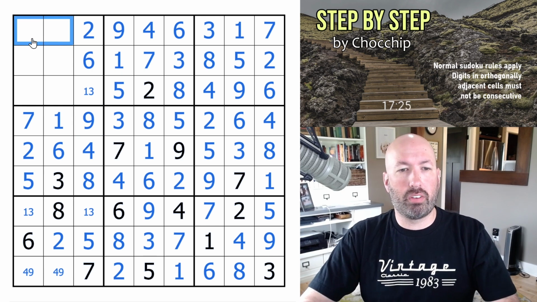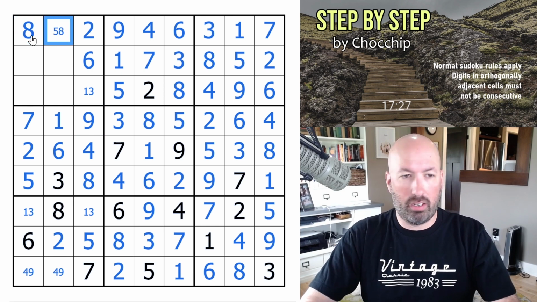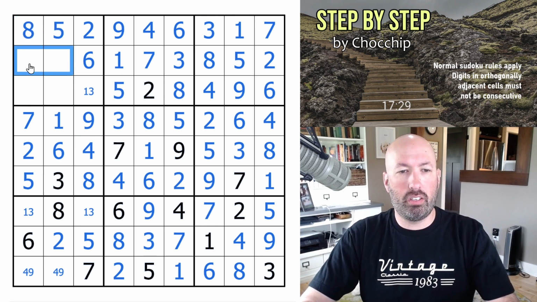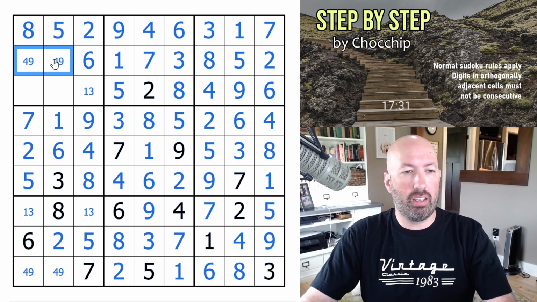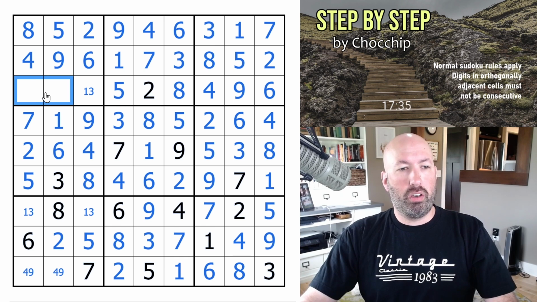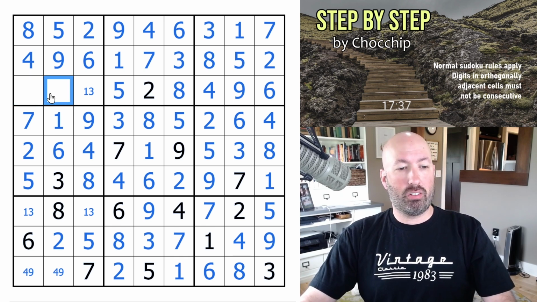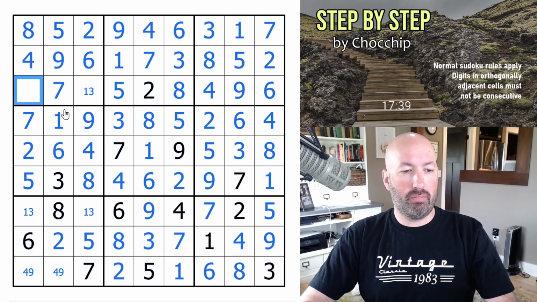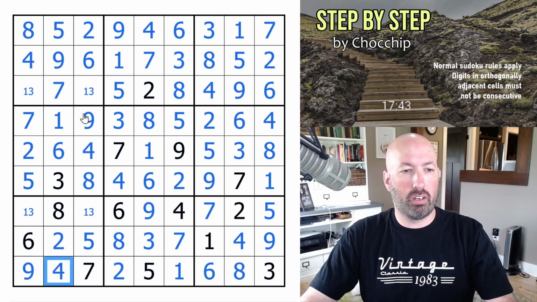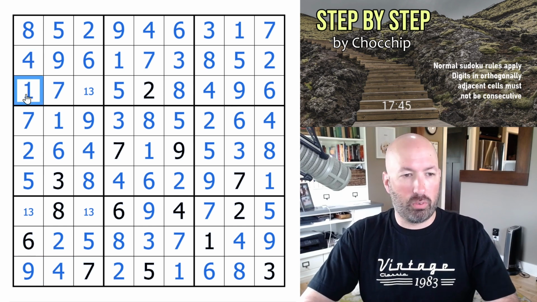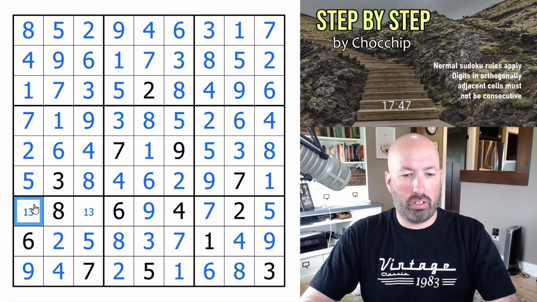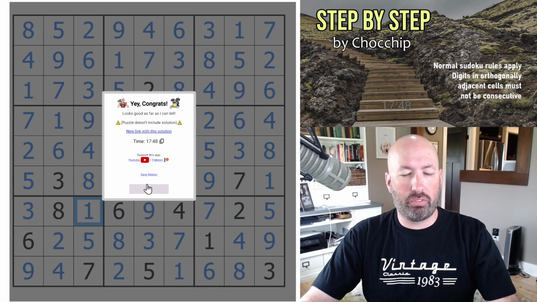Let's see, up here we've got 5 and 8, and the 5 down below gives us the order. These are 4 and 9. 4 can't be next to the 5. So it's 1, 3, and 7. This one can't be 1 or 3, so it's 7. This is 1, 3, 1, 3. This is 9 and 4. And the 3 can't be next to the 4. So we get 1, 3, 3, 1, and that will finish off the grid.